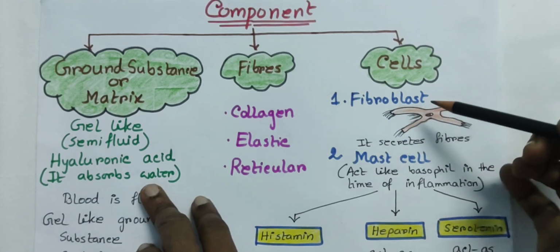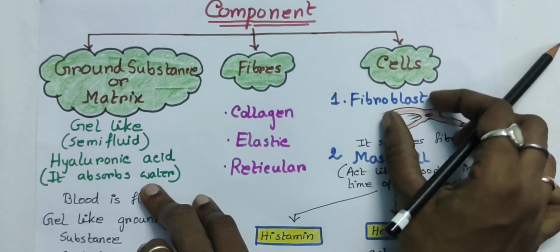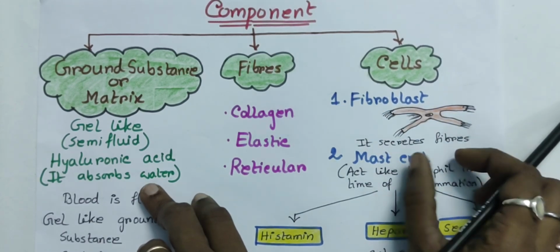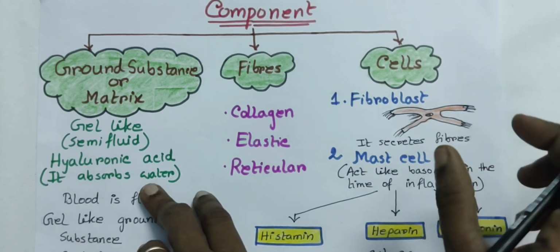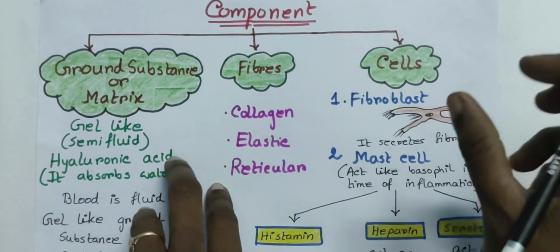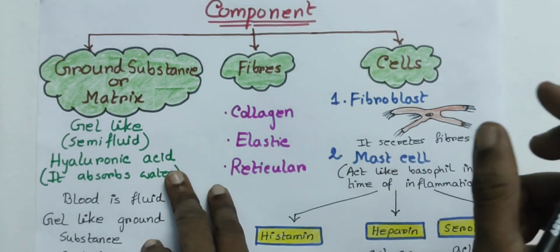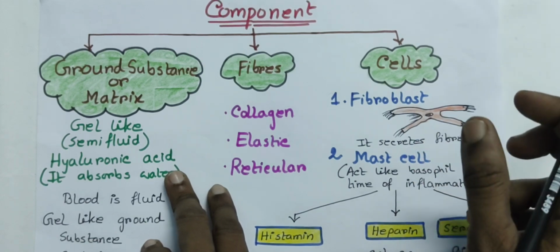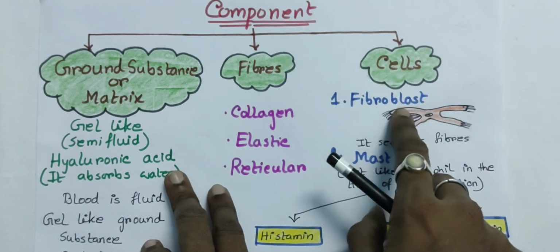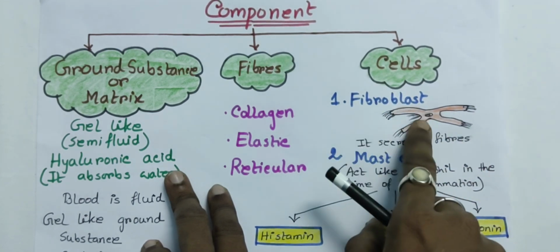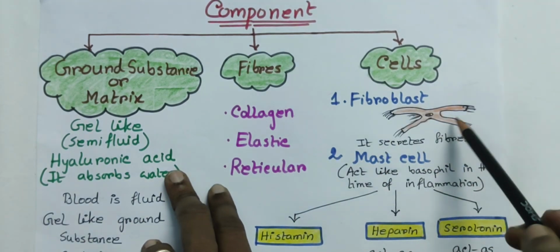First is the fibroblast. Look, blast is a term related to immature cells, while cyte, as in chondrocyte and osteocyte, refers to a mature cell. Whenever there is a suffix cyte, like osteocyte, it means it is a mature cell. And whenever blast is at the suffix of the word, it means it is an immature cell. So fibroblast is the immature cell that secretes fibers.